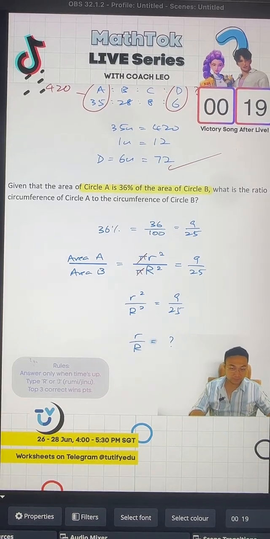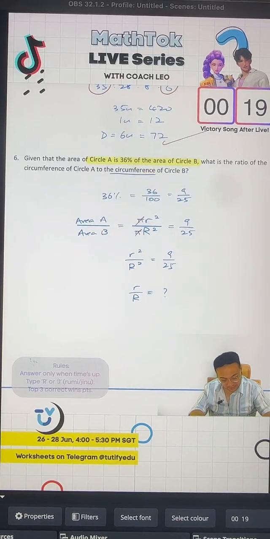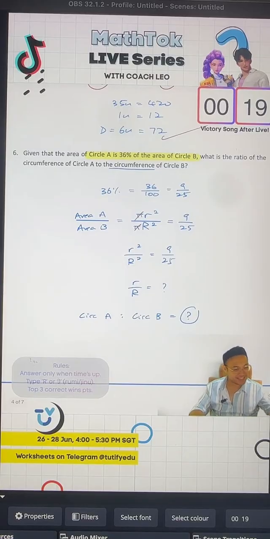Then once you do that, you will be able to tell me the ratio of, what are they asking? The circumference. So they want you to find the circumference of A to the circumference of B. What is the ratio? Then that is your final answer. I'm going to give you some time to think about it, and then you'll be able to type your answer in the chat.